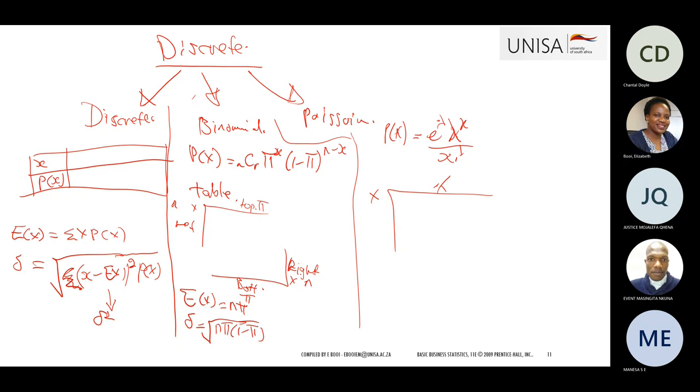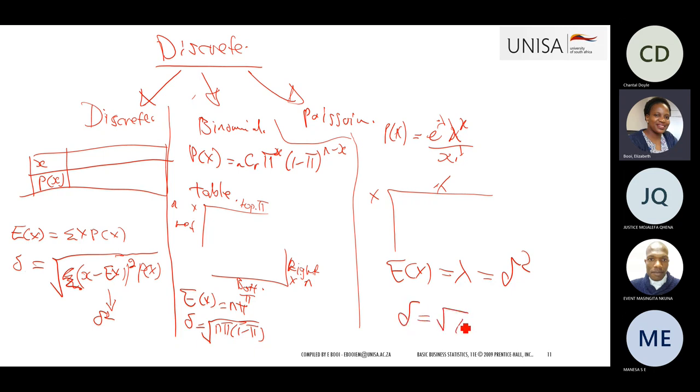You are also expected to know how to calculate the expected value of the Poisson, which is the same as your lambda, and which is the same as your variance sigma squared. Therefore, for your standard deviation, you must know that it is the square root of your lambda. You should be able to calculate all that.